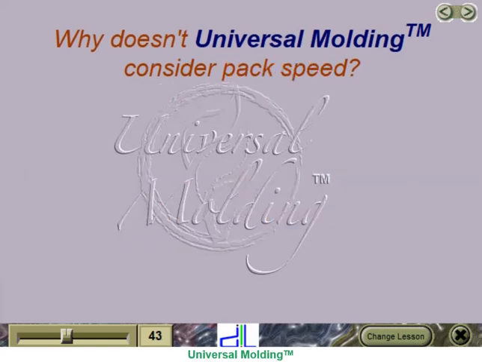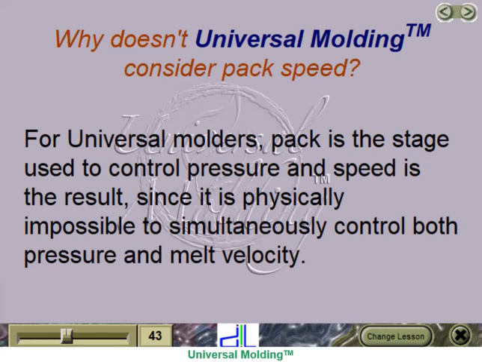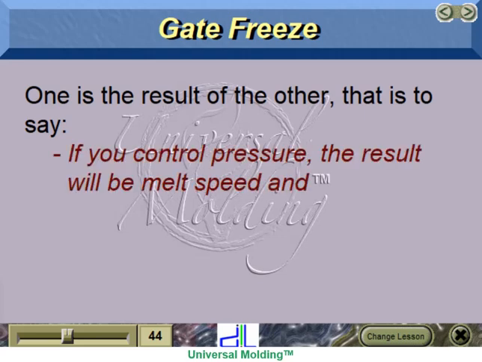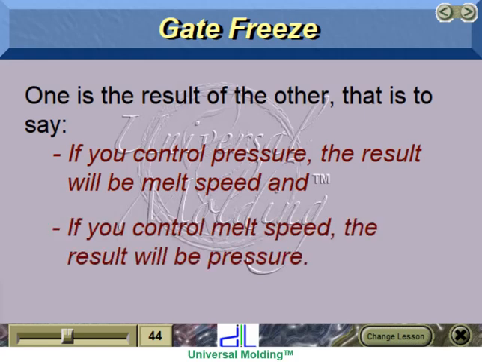Why doesn't universal molding consider pack speed? For universal molders, pack is the stage used to control pressure and speed is the result, since it is physically impossible to simultaneously control both pressure and melt velocity. One is the result of the other. That is to say, if you control pressure, the result will be melt speed, and if you control melt speed, the result will be pressure.